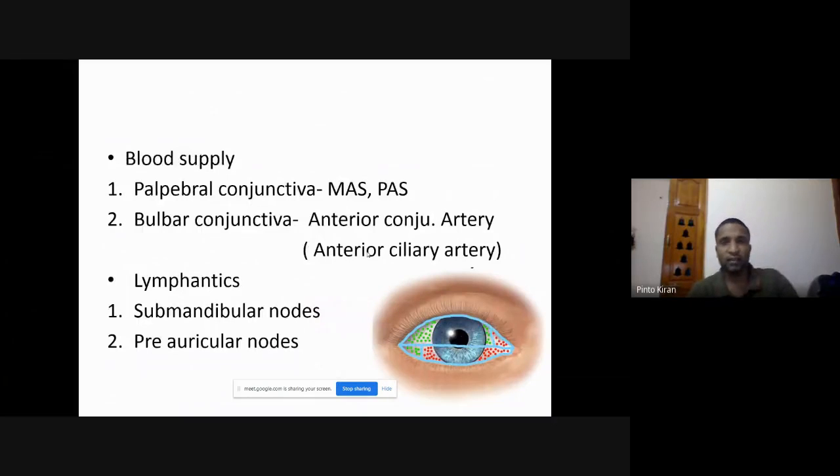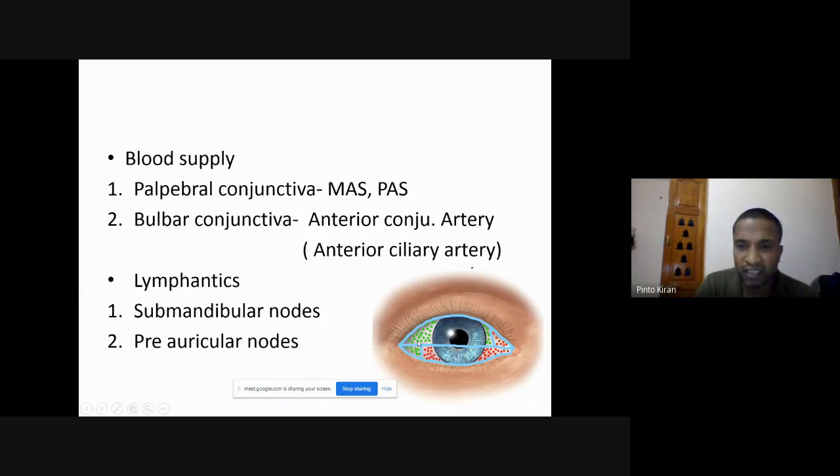Coming to the blood supply, it's very easy to remember. You have two parts, for your understanding, bulbar conjunctiva and palpebral conjunctiva. The palpebral conjunctiva is supplied by the blood supply from the eyelid, which is the marginal arcade system and the peripheral arcade system. This marginal arcade system and peripheral arcade system supply the eyelid.